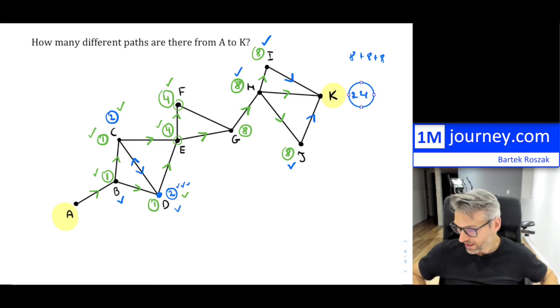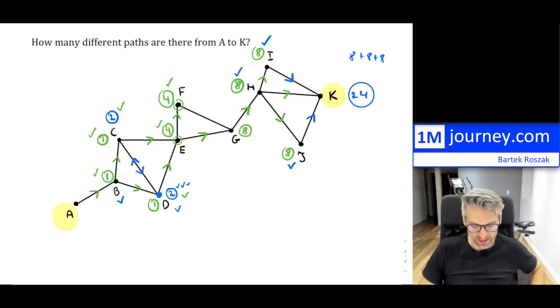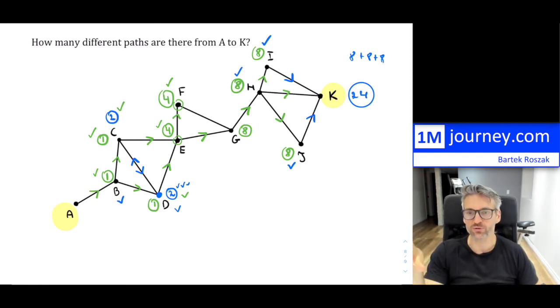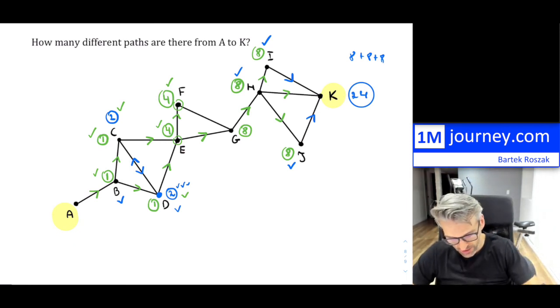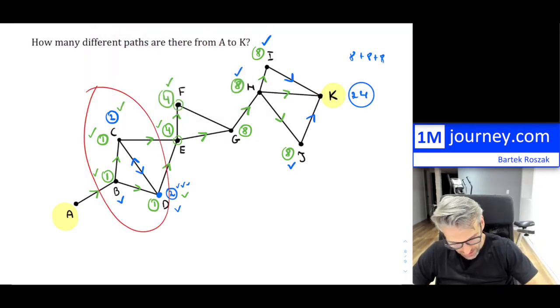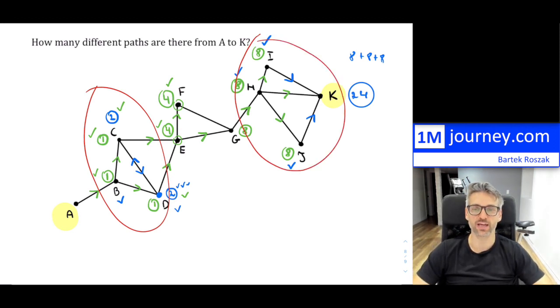So that's an interesting example of using Pascal's triangle to count the number of paths. I would encourage you to erase this and do it on your own. In particular, understand what has happened around here, and also understand what has happened around here to get to K. So that was another nice example of a Pascal's triangle application.